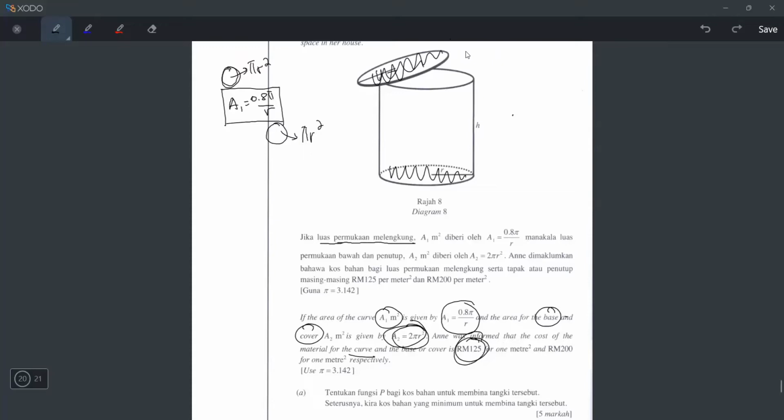So the cost for RM125 is, okay, wait, let me think how to write this. For 1 meter square of curve, it will cost you RM125. If I write like this, you understand, right? And then RM200 for 1 meter square, but this is for the base or the cover. So for the flat surface, which means the circle here, it's RM200. And then they say use pi 3.142.